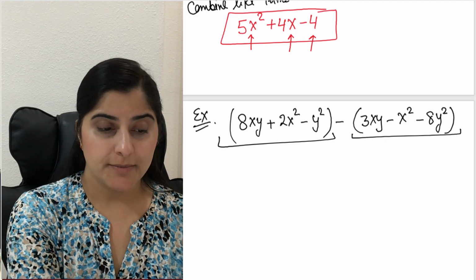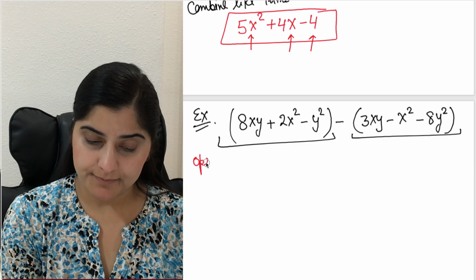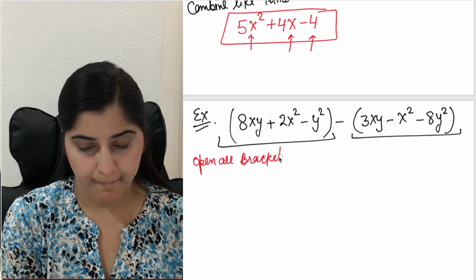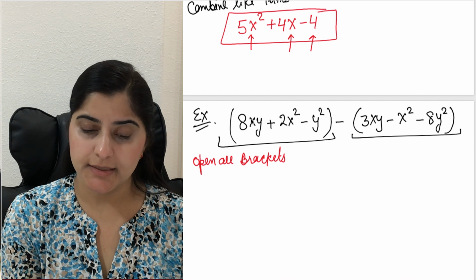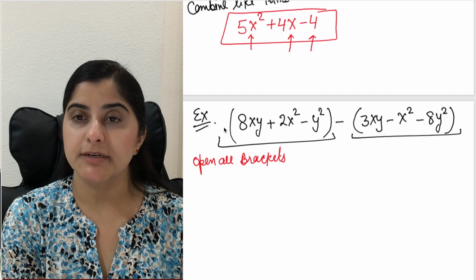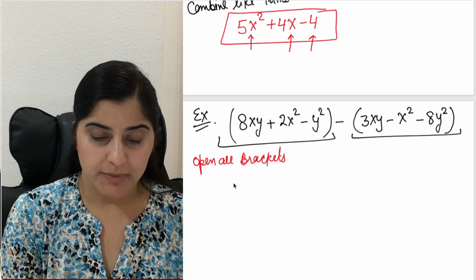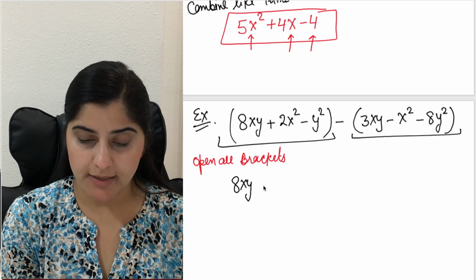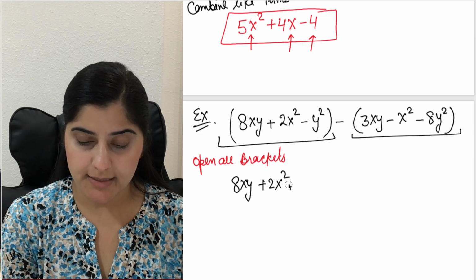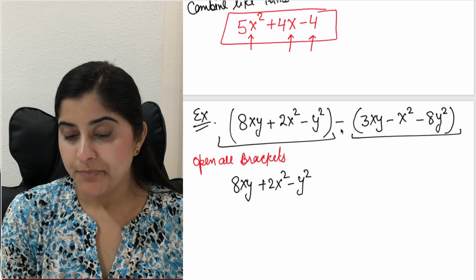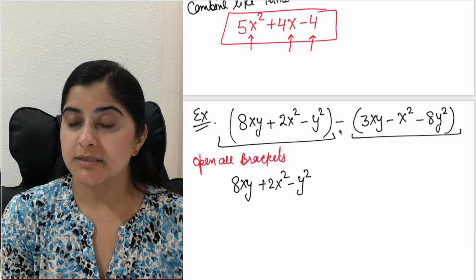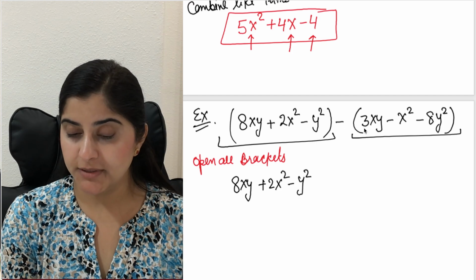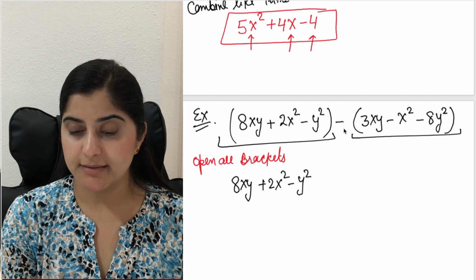Our very first step is to open all the brackets. When there is no sign in front of the first bracket, it means a plus sign. A plus sign keeps all the signs as they are, so you can open this bracket as it is. There will be no change. In the previous example there was a plus in the middle, but now there is a minus sign. When you open the second bracket, there is a minus sign.